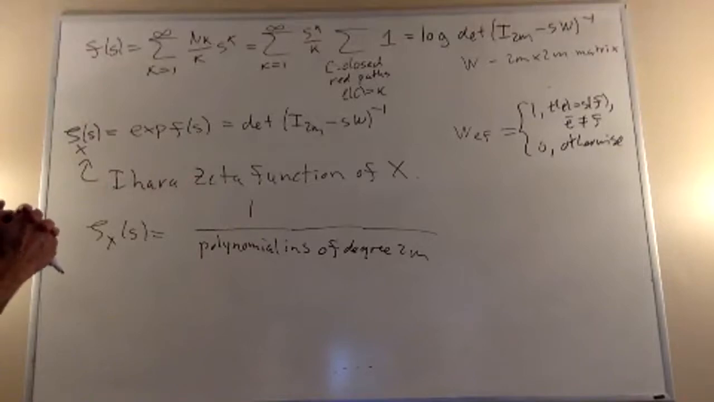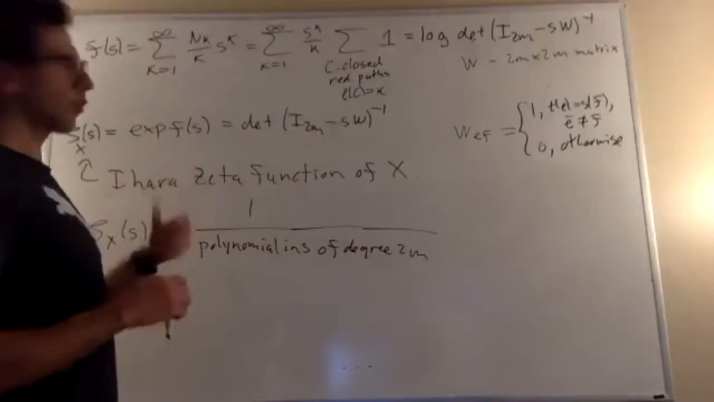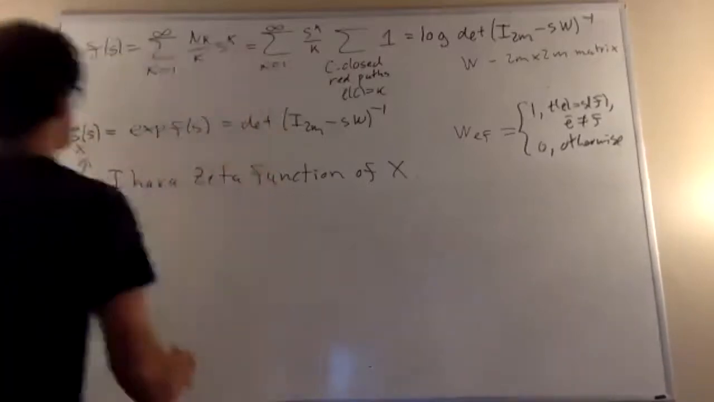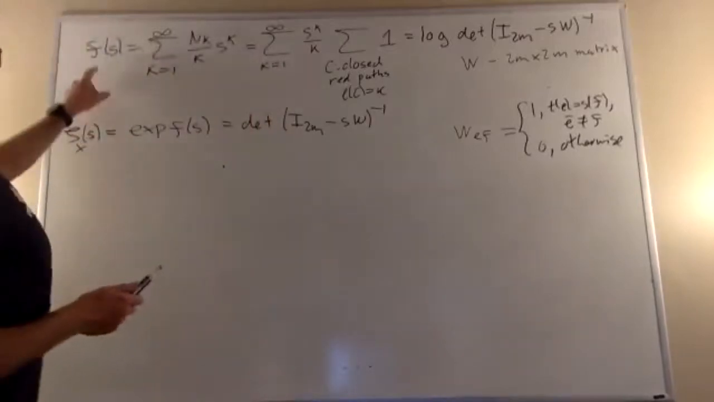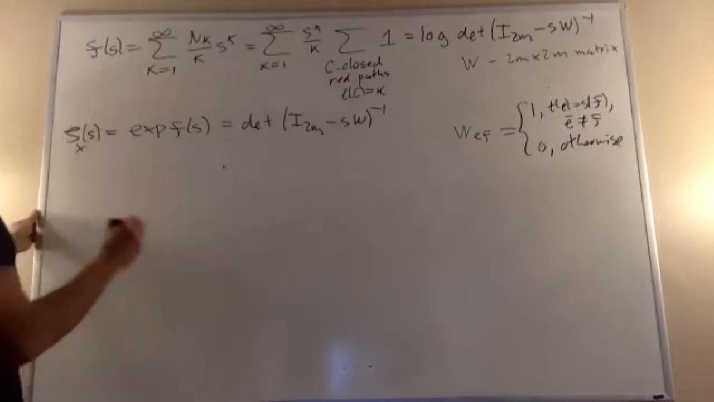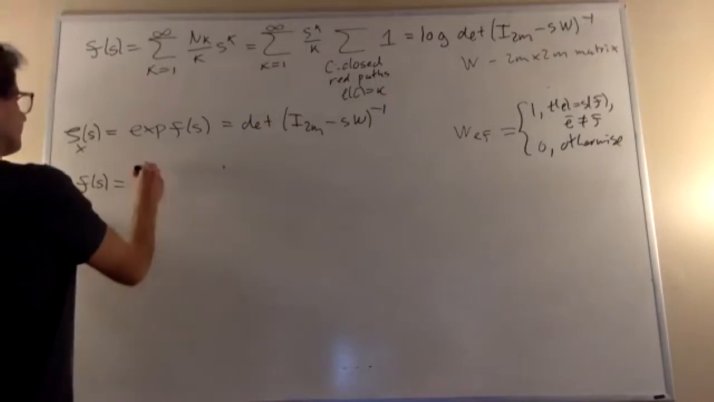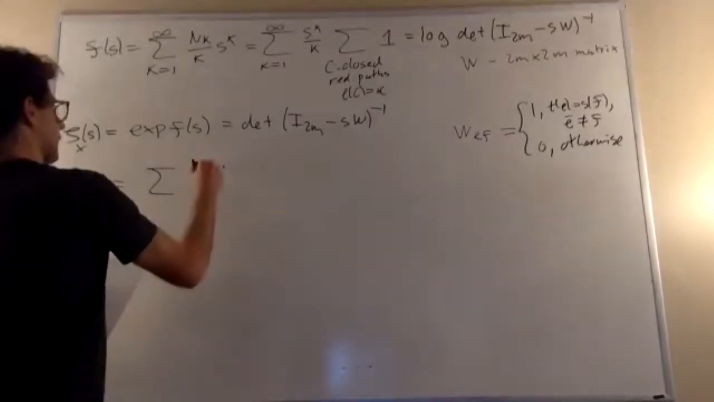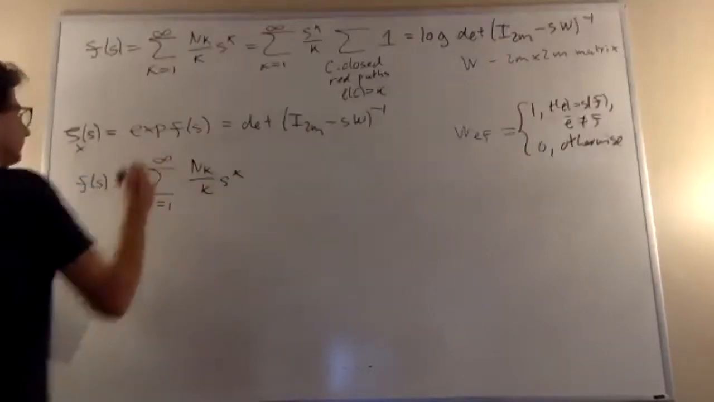Okay, so now what I want to do is find what's called an Euler product formula for this. Let me erase this. And so let's look at this function f of s again. So f of s is the sum of nk over k, s to the k, from 1 to infinity.